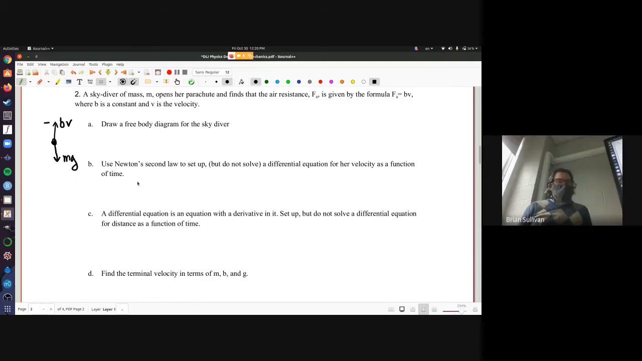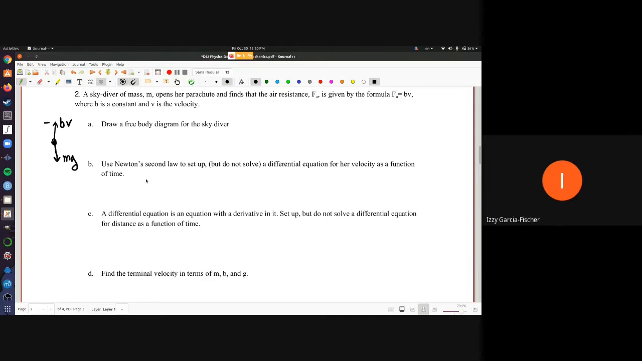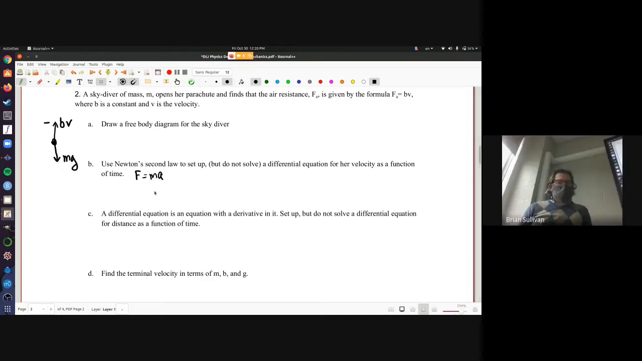So our Newton's second law, what is Newton's second law? F equals ma. But our target, the thing we want to start at, is a. So we're going to say a is f net over m.